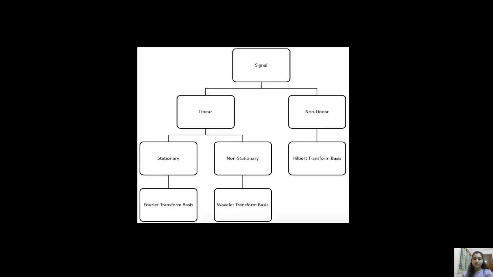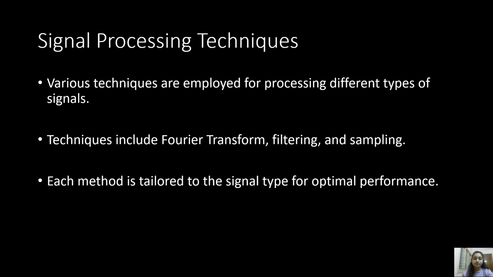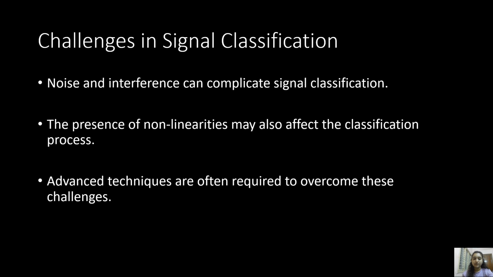Signals can be classified into linear and nonlinear. In linear, it is stationary and non-stationary. Stationary is analyzed with the Fourier transform and non-stationary with the wavelet transform basis. Signal processing techniques. Various techniques are employed for processing different types of signals. Techniques include Fourier transform, filtering, and sampling. Each method is tailored to the signal type for optimal performance.